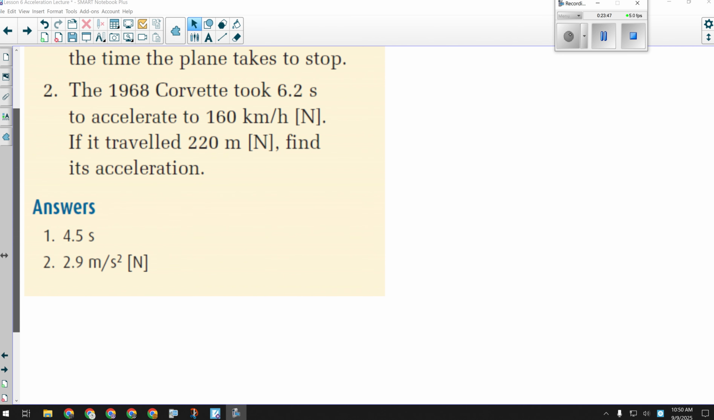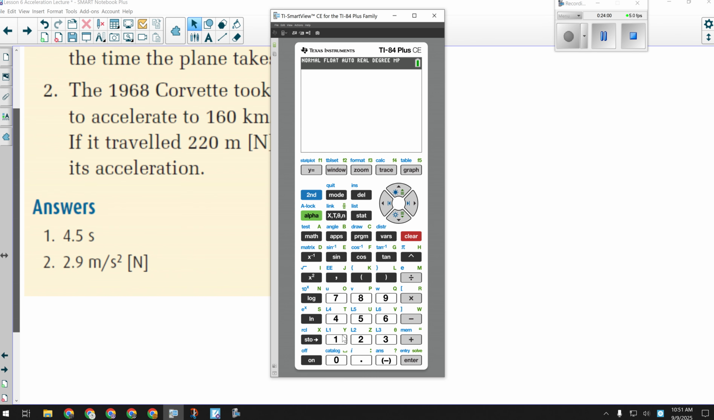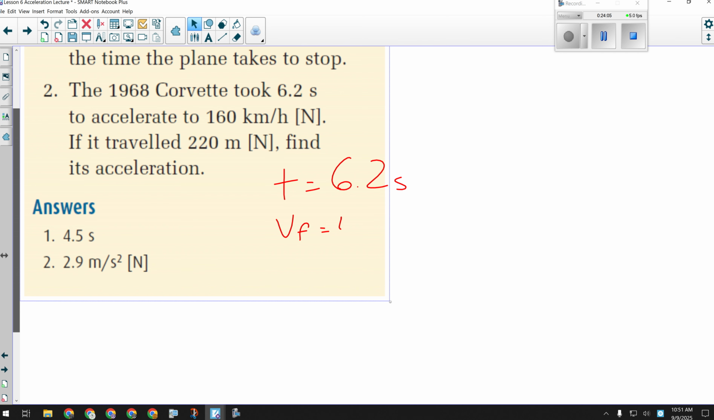So we know that the time involved here is 6.2 seconds, and the final speed is going to be 160 kilometers per hour. So we do have to turn that into meters per second. We'll take the 160 and divide by 3.6. Okay, 44.4. And it goes 220 meters in that time, so probably about a quarter of a mile. So D is 220 meters. Find the acceleration. So we're looking for A.